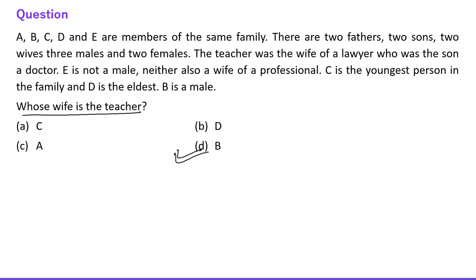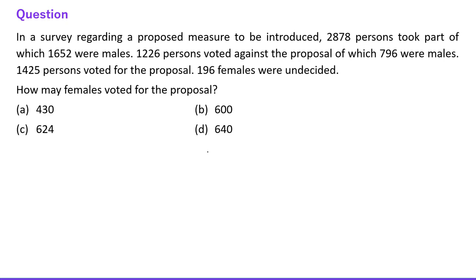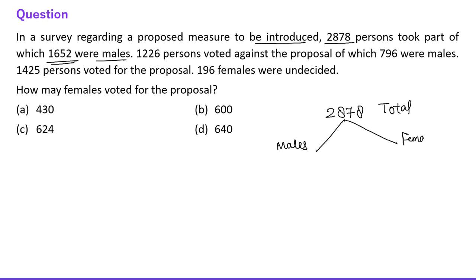Next question is, in a survey regarding the proposed measure to be introduced, 2878 persons took part, of which 1652 were males. Okay. So total 2878, out of which males and females, obviously. So how many males? 1652 were males, and 1226 were females, participants were there, right?